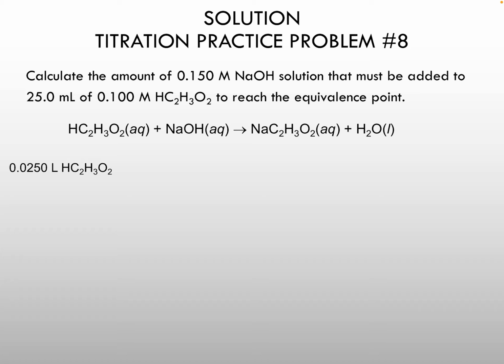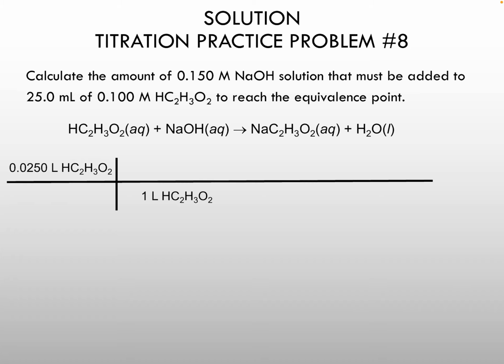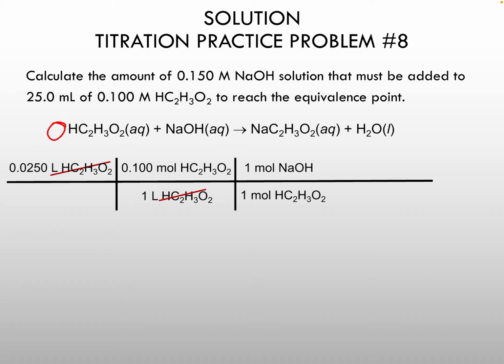So we'll start with our liters of acetic acid. We'll use our molarity to convert from liters of acetic acid to moles of acetic acid. And then we'll use the mole ratio from the balanced chemical equation to convert from moles of acetic acid to moles of sodium hydroxide. So again, that step is going to use these numbers here. And then we can use the molarity of our sodium hydroxide to figure out the volume of our sodium hydroxide.